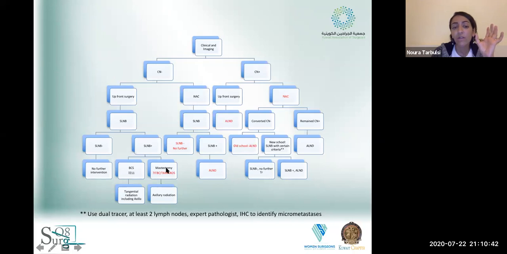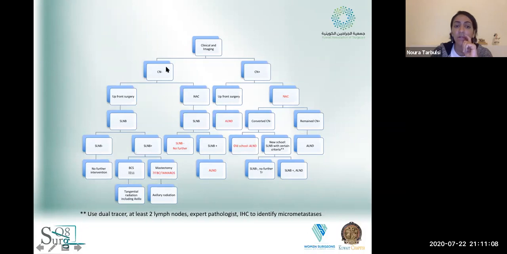Why? Patient does not fall into this because she received neoadjuvant treatment. And the patient, despite getting chemotherapy, she still has disease that was resistant to treatment. It survived the chemo. So if I have a sentinel lymph node positive post-neoadjuvant chemotherapy, I'm doing axillary lymph node dissection.